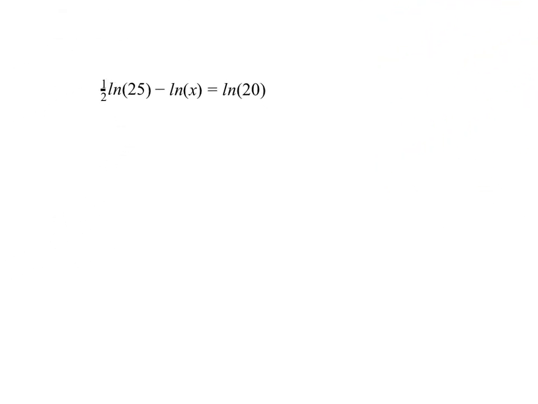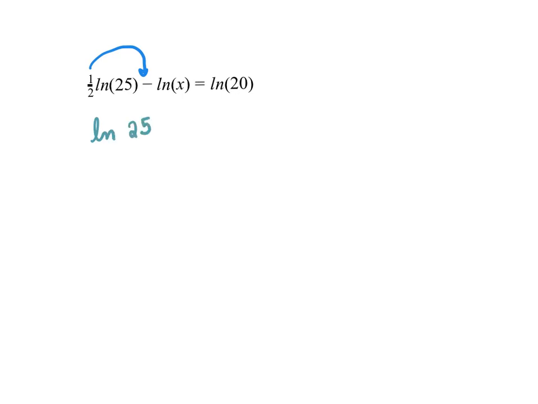So this one, this third one, also has lots of logs. So this one will work very similar to the one we just did, except for it's natural log. But again, it's going to cancel the logs because they all have logs. So I don't really care what kind of log it is. So I'll go ahead and I'll bring this half up. So that's going to make it natural log of 25 to the 1/2 power minus the natural log of x equals natural log of 20.